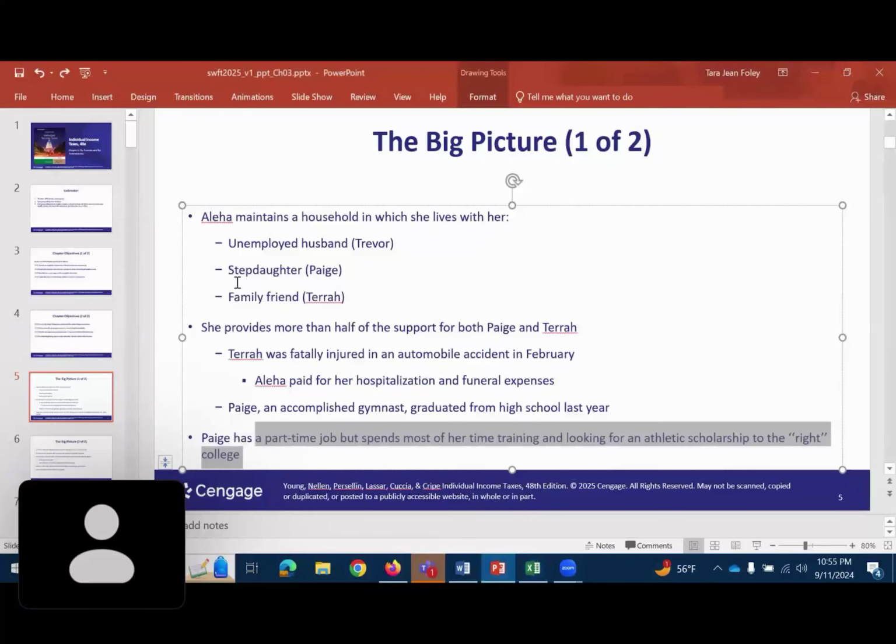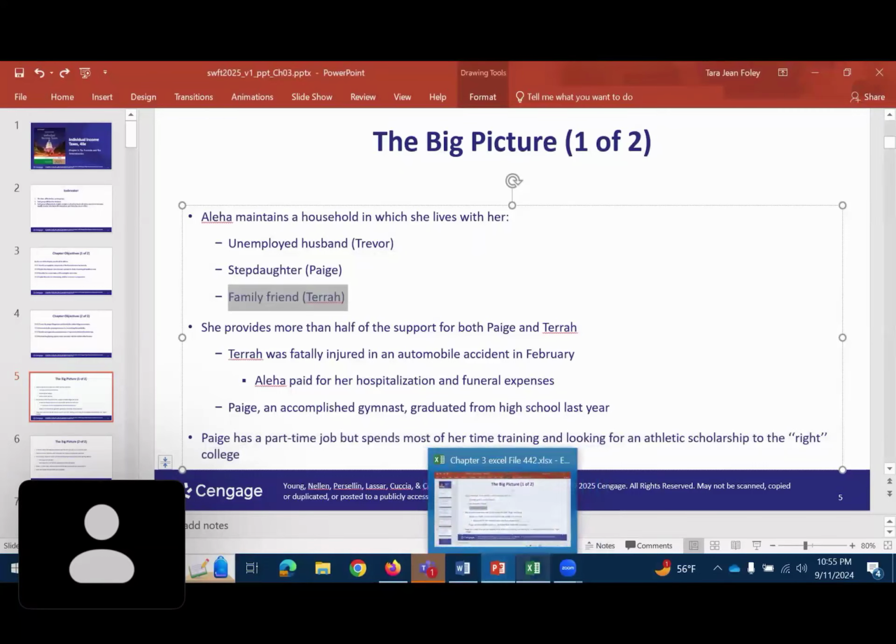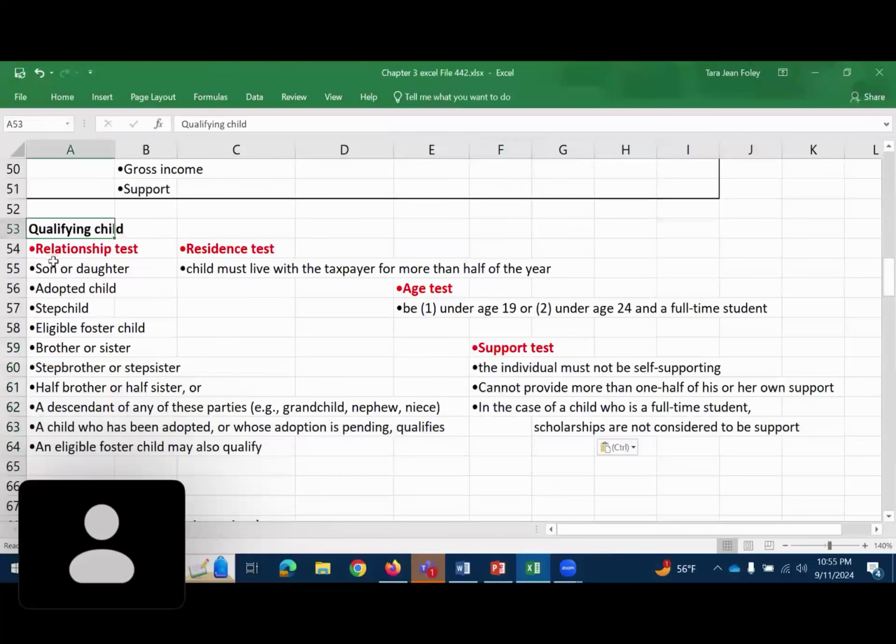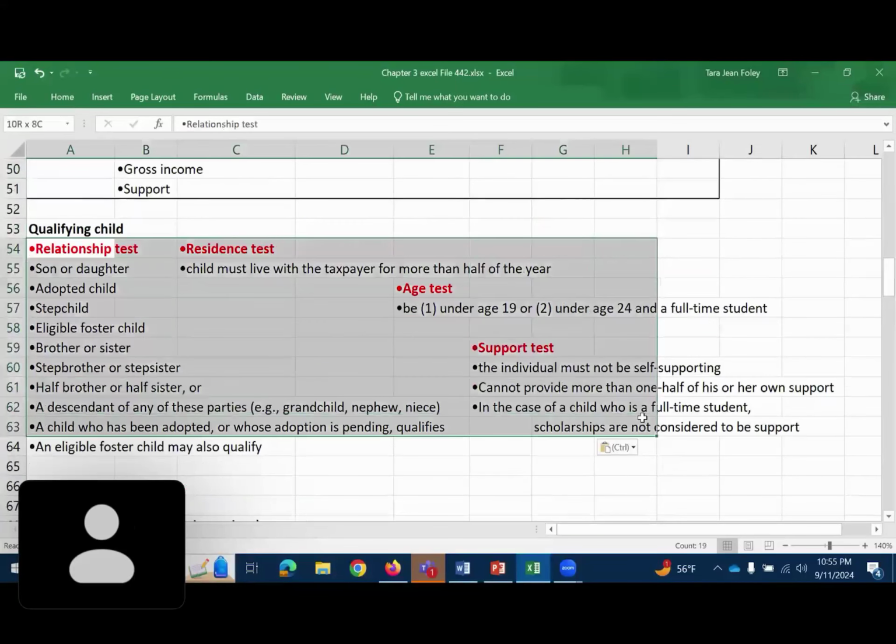What about Aaliyah, the family friend? Does she qualify as a qualifying child? No, because she's a family friend. She has to be a child to be a qualifying child. So let's move to the next one. We don't know about Paige yet. We'll come back to her.